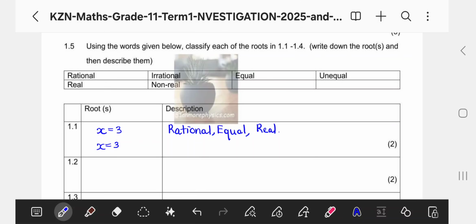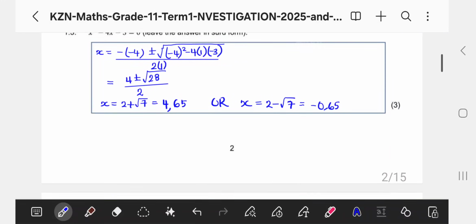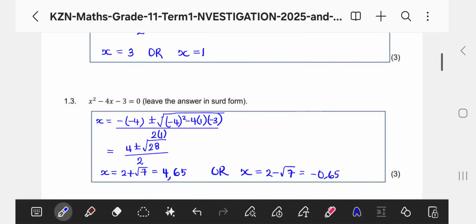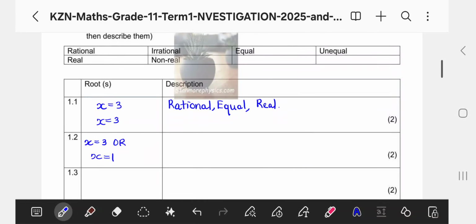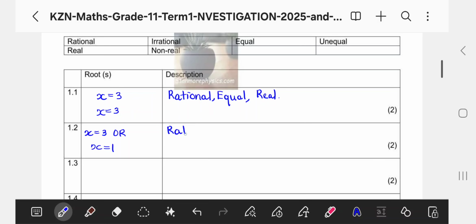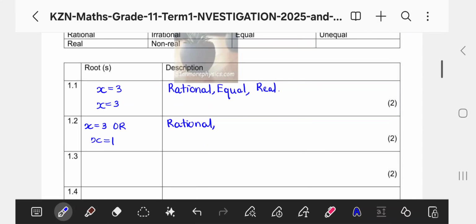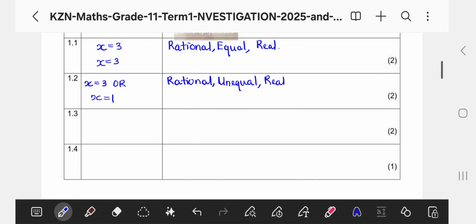Next, for 1.2, the values that we had, if we just scroll up, x is equal to 3 or x is equal to 1. Now, firstly, these values are rational. They are unequal because they're not the same. And they are real. Then 1.3.